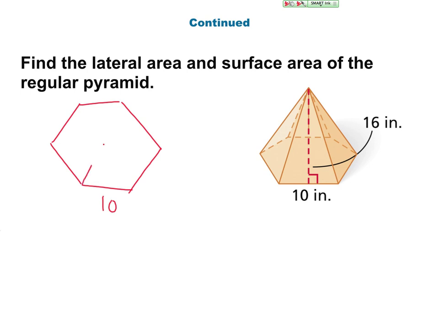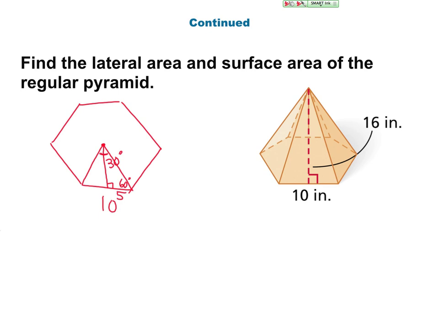Now this wasn't called the interior angle. What was this angle called? The central angle. And how many degrees is it? 60, divided in half is 30. So we have a 30-60-90 triangle. What measurement do we know? The length of the short leg, opposite the 30 degrees. The short leg is 5.